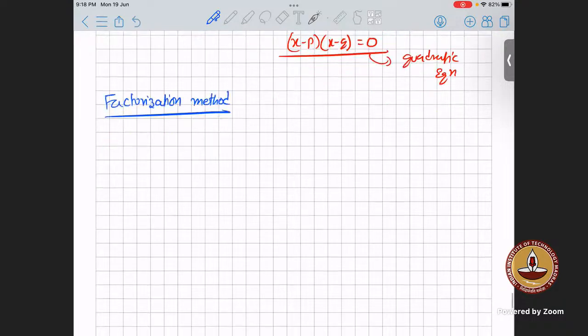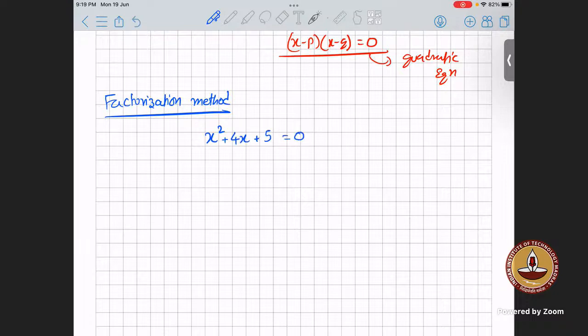Let's take an example. I am doing the example first, then I will explain the theory. x square plus 4x plus 5 equal to 0. You need to find the roots of this.